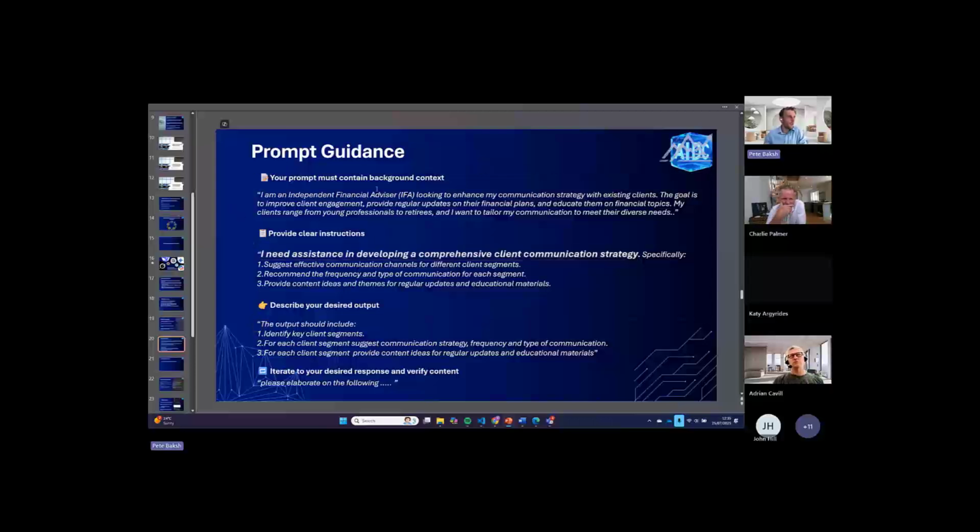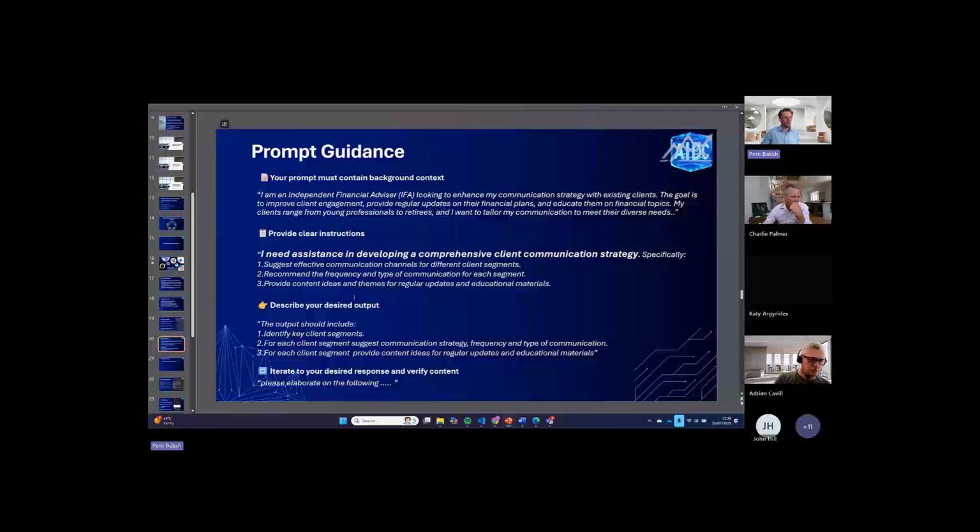But if you're giving it to an AI, I would encourage you to give it some background context. So actually a little bit about you. So maybe you're an IFA and you're looking to enhance your communication strategy. You talk about your goal. You want to provide regular updates. I've given a paragraph. You may have a page, you may have 2 pages. The more detail you give, the more the AI may be able to tailor its answer specific to you.